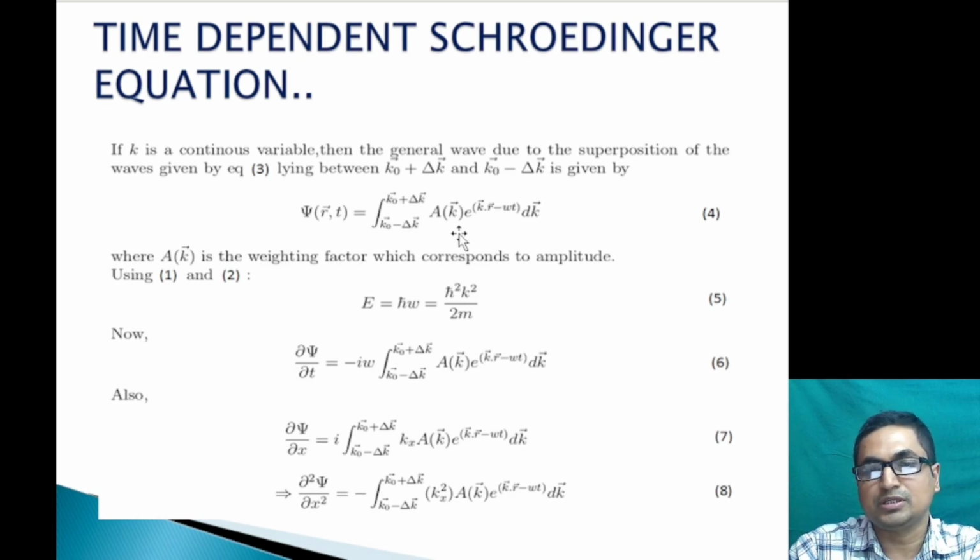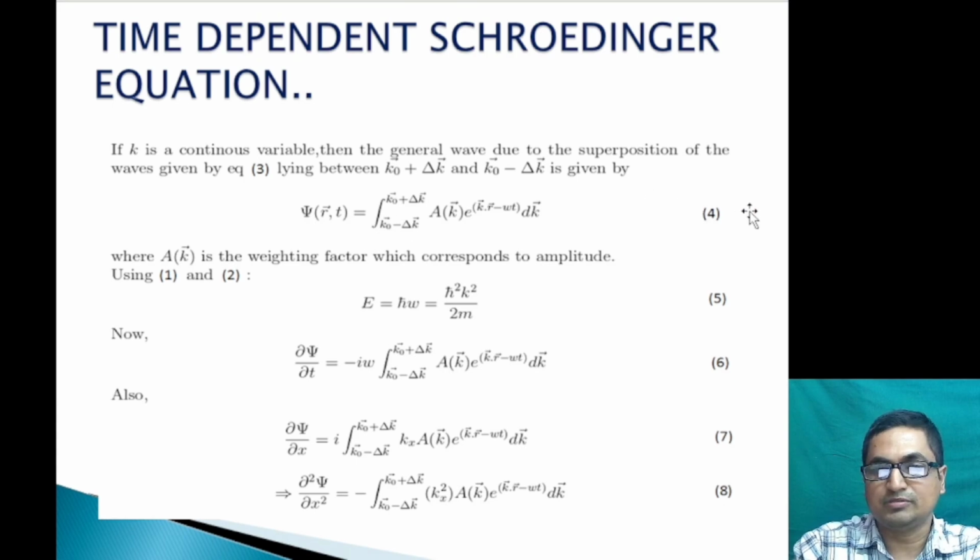If it were not a continuous variable, it would be a summation over all the states of e to the power i(k dot r minus omega t), or simply the summation of small f(r, t). And as a(k) is simply a weighting factor, we can say it is the amplitude of the wave represented by equation 4. So using 1 and 2, we find that E is equal to this.